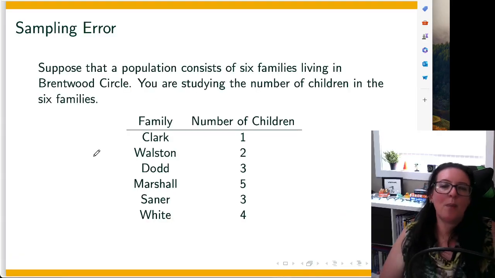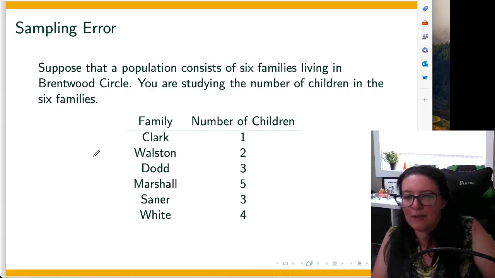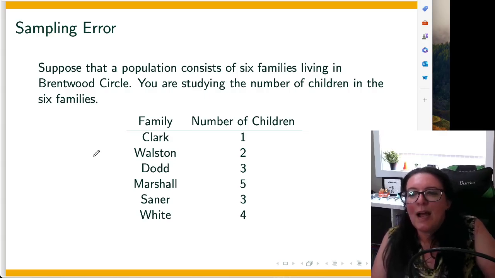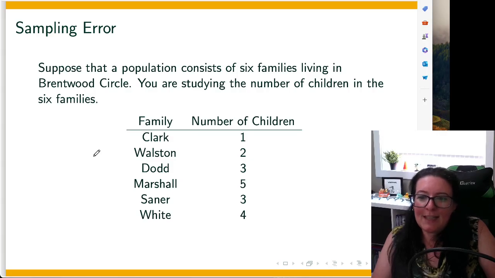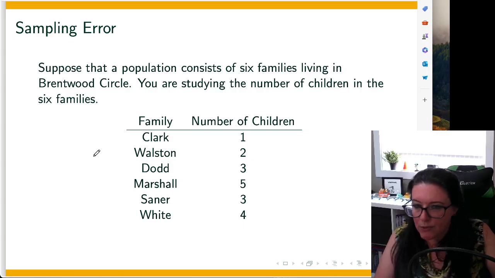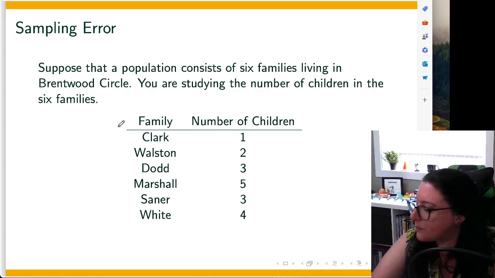So suppose that a population consists of 6 families living in, let's say, Brentwood Circle, and you're studying the number of children in the 6 families. So the Clark family has 1 child, Walston has 2, Dodd has 3, Marshall 5, and so on.